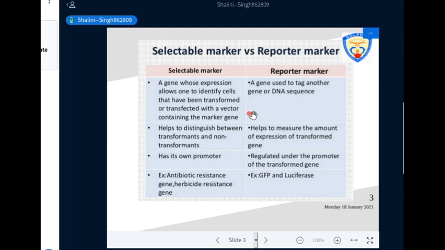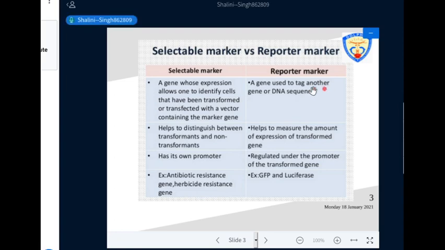Selectable marker is a gene whose expression will allow us to identify transgenic cells, and this is present in the vector. As the vector is containing the selectable marker and it is integrated into the genome of the plant, it will help us to distinguish between these transformed cells because it is providing resistance to that plant against these otherwise toxic materials to the growing plant, like antibiotic or herbicide.